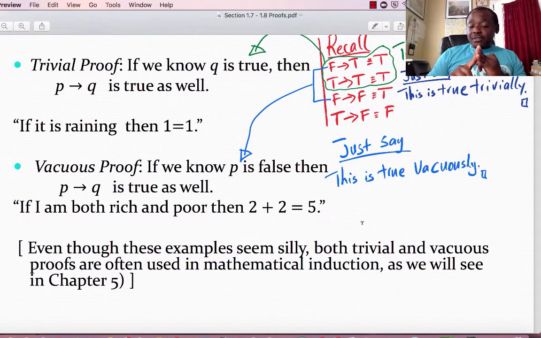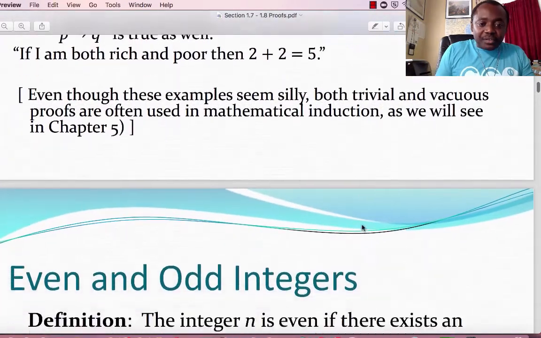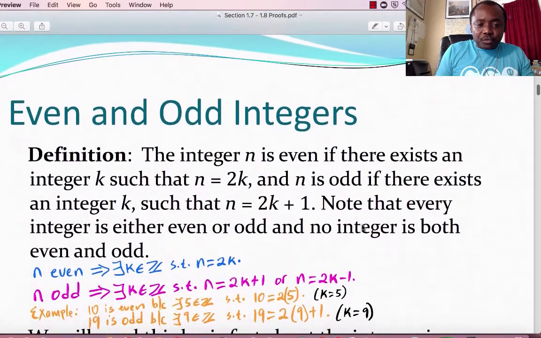Now, I should mention that though these examples seem really silly, both trivial and vacuous proofs are often used in mathematical induction. And we would see mathematical induction not only in chapter 5 of this class, but we shall see it again in abstract algebra, and we shall see it again in advanced calculus. So do not forget the idea of vacuous and trivial proofs. Now let's move on to something even more exciting, direct proofs.